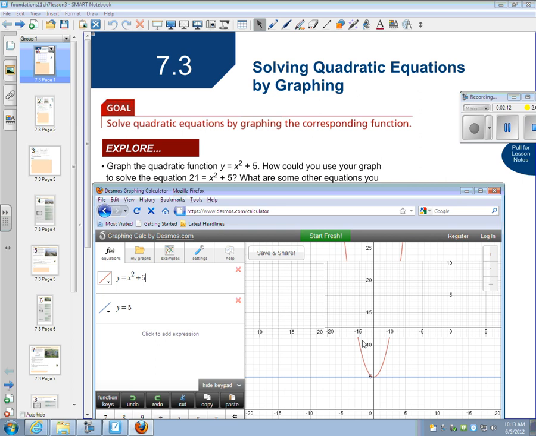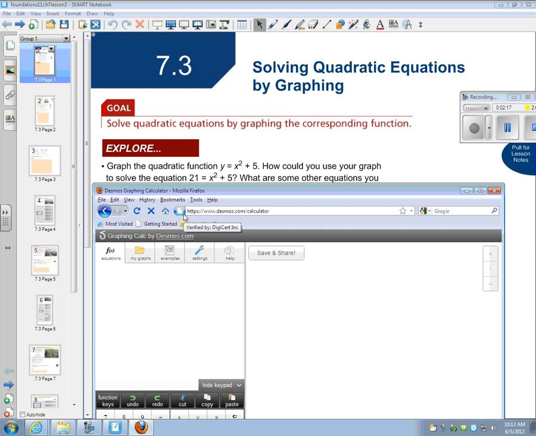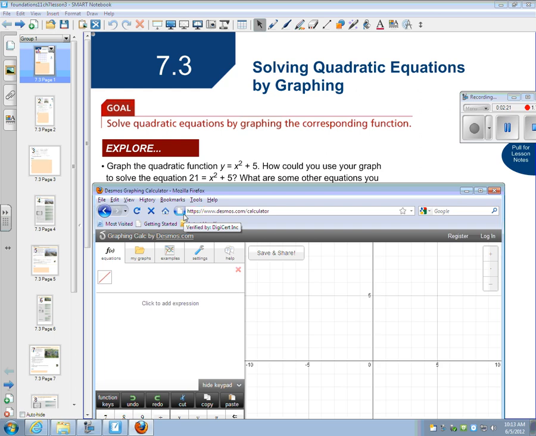And there are many ways that we can graph. I don't know why my screen's looking funny there. There are many ways we can graph. We can use technology. We could use a table of values. But what's important is that you understand we're looking for intercepts. Okay.